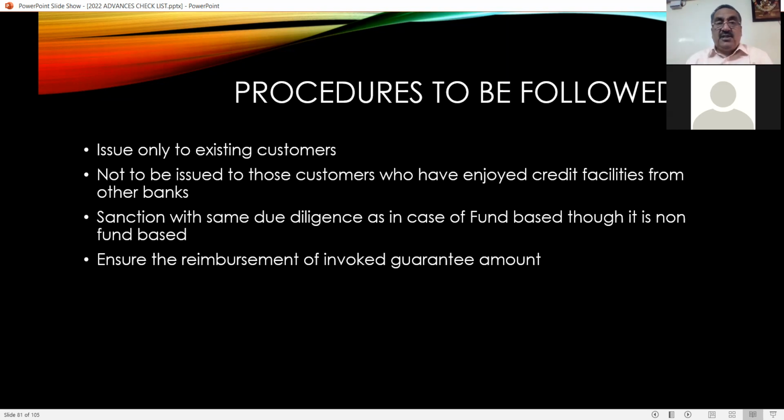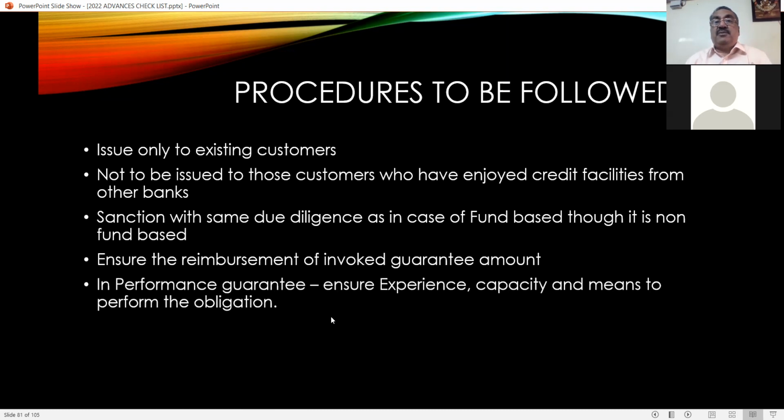So the bankers have to ensure that the reimbursement is done at the earliest or within 90 days. Otherwise, that invoking amount will become NPA. In performance guarantee, ensure the experience, capacity, and means to perform the obligation. So it's all procedures. And not to issue bank guarantee to open LC in other banks. So it's a very, very technical thing.